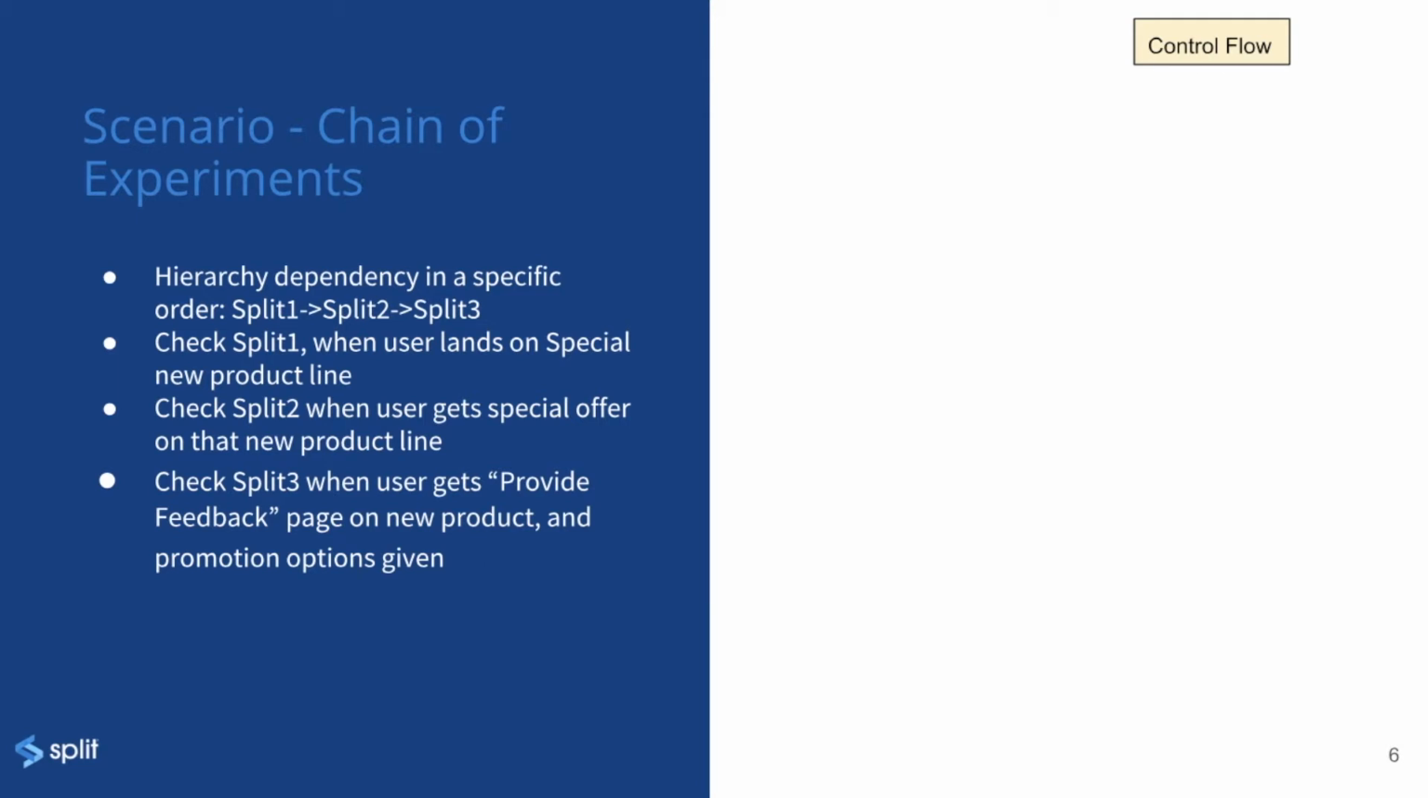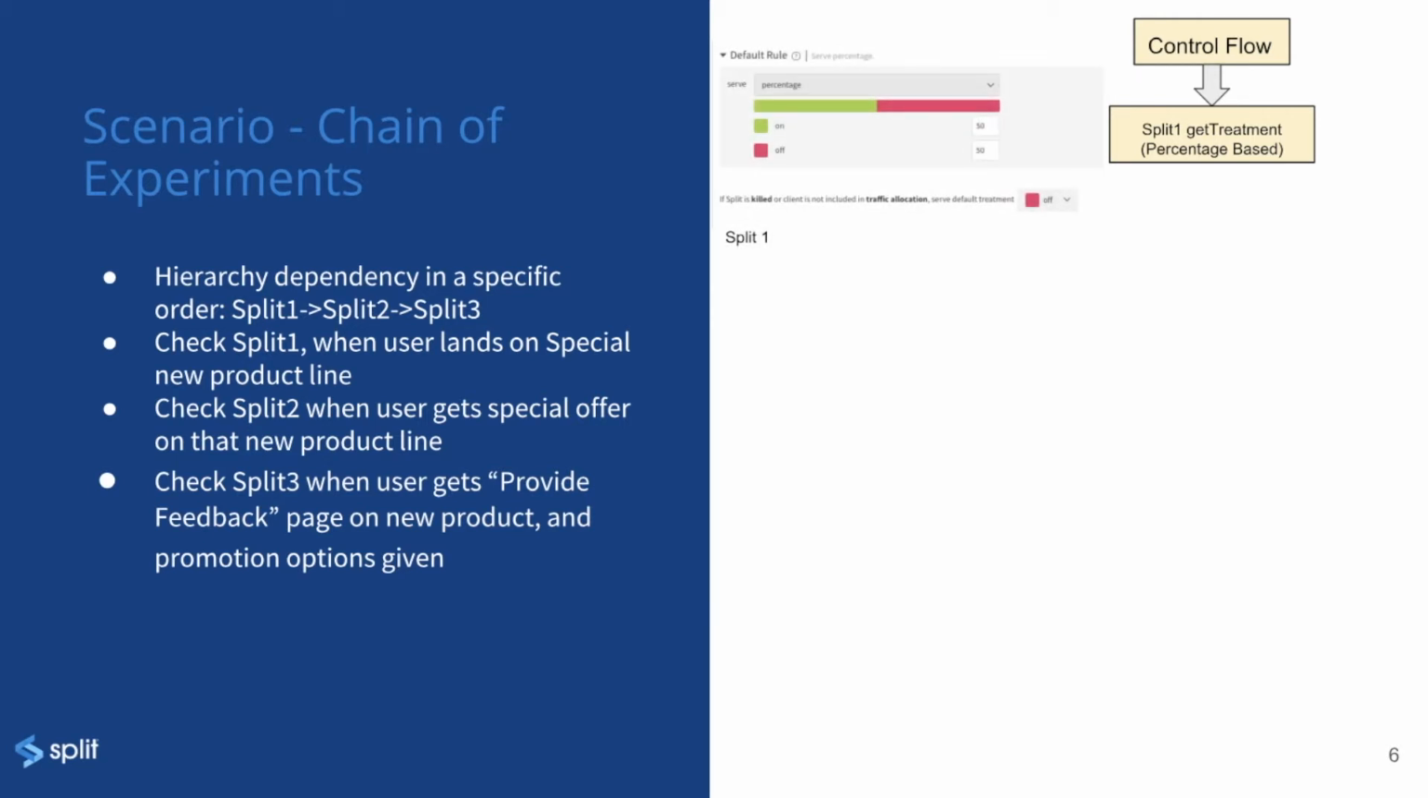Another scenario is a chain of experiments. This means we have a hierarchy dependency in a specific order. So we have split 1, and then split 2, and then split 3. One example of such a hierarchy is if we have a new product line and a special offer on it. The users that will get on treatment in the first split will see that special product line. Now we want to give a special offer to these users who landed on this new product line.